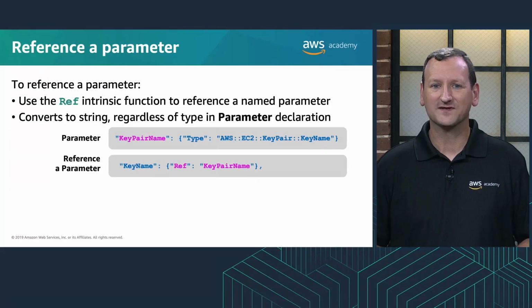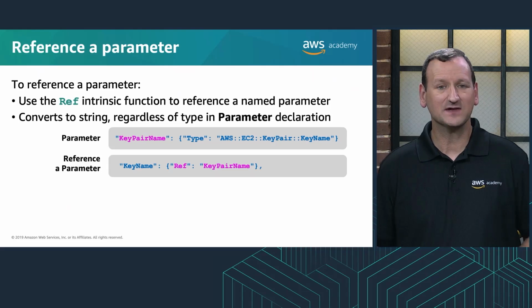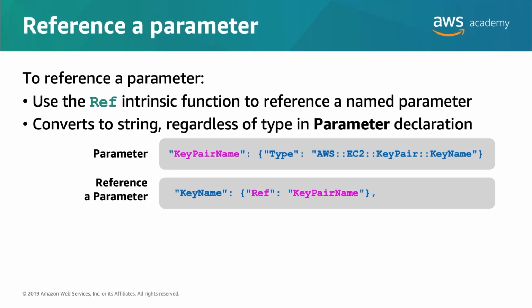After you define a parameter in the template, you can reference it by using the ref intrinsic function. When you use ref, AWS CloudFormation uses the parameter's value to provision the stack. You can reference parameters from the Resources and Outputs section of the same template. Here's an example that defines a parameter named keyPairName. Later, this parameter is referenced in the Resources section of the AWS CloudFormation template. In this case, the data type of the parameter is AWS EC2 keyPair keyname.